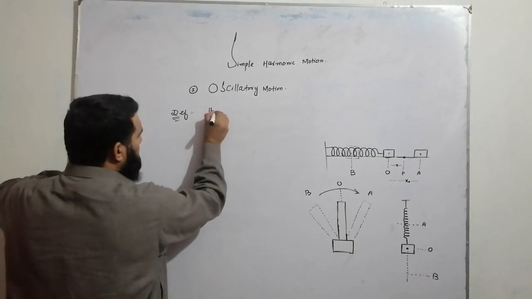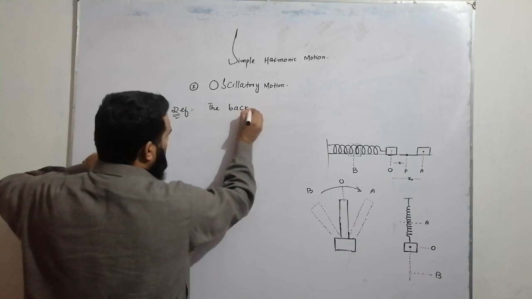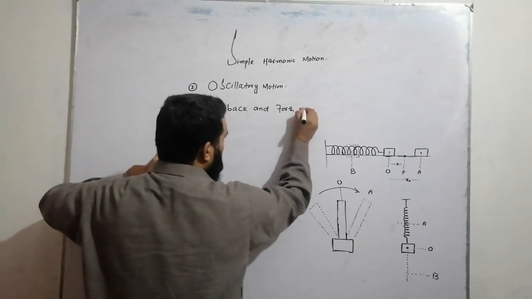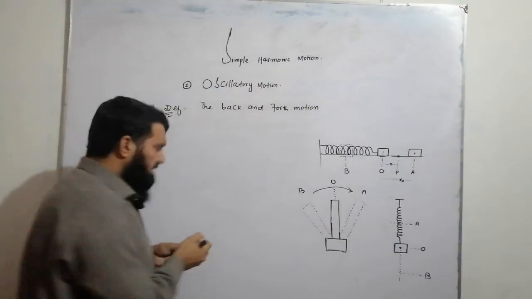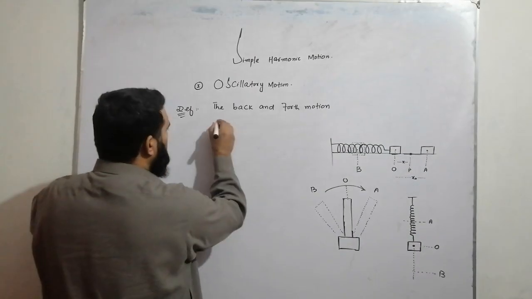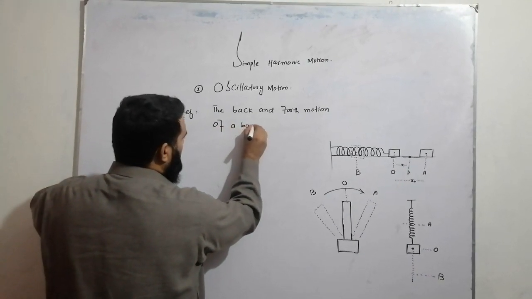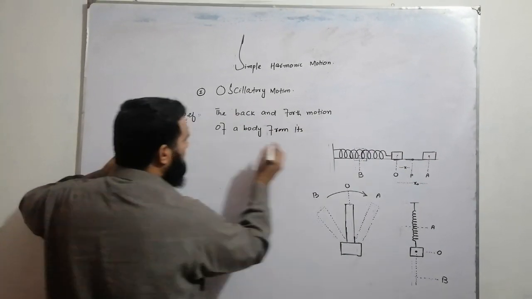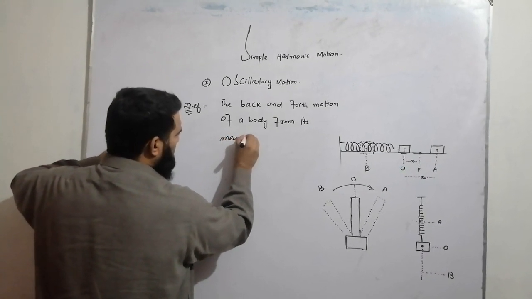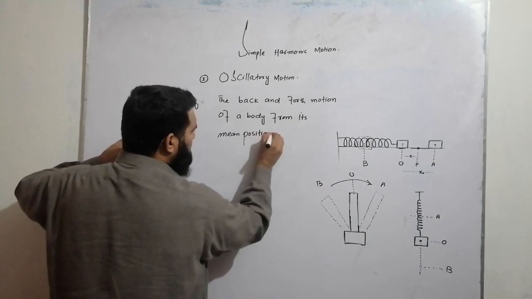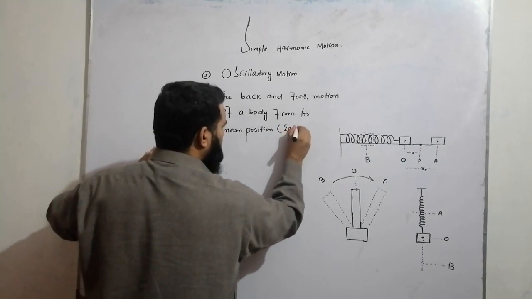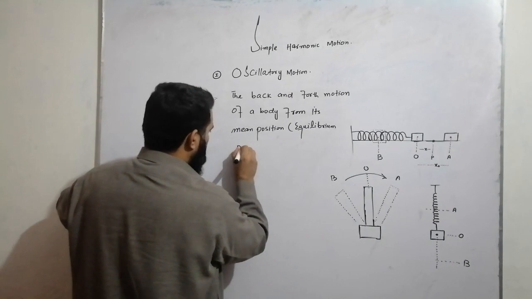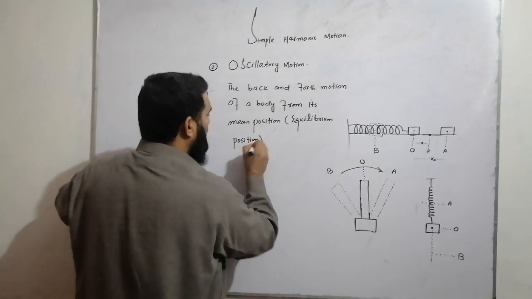The to-and-fro motion of a body from its central position, from its mean position, also called equilibrium position, mean position or equilibrium position, is called oscillatory motion.